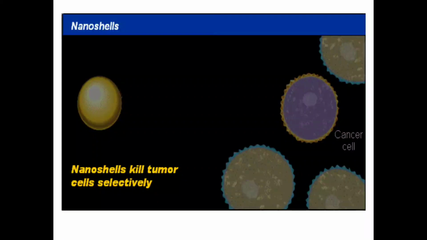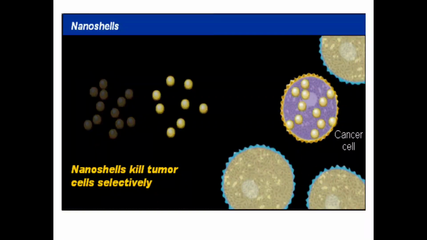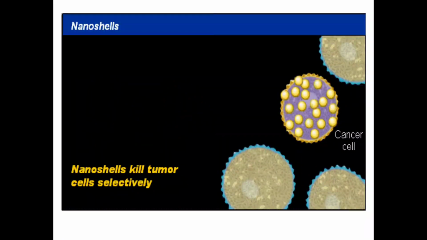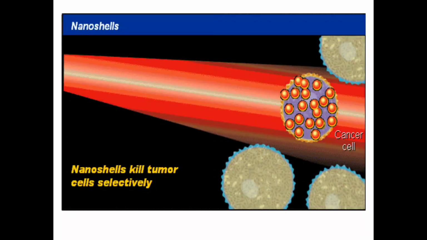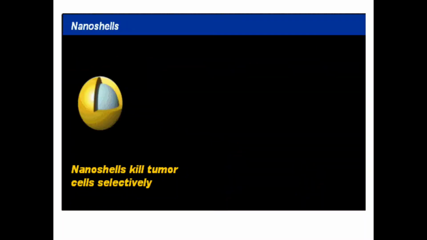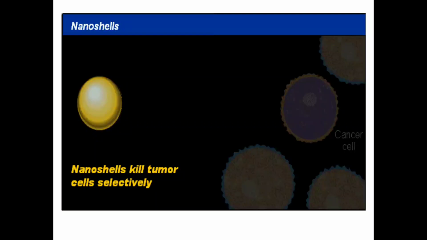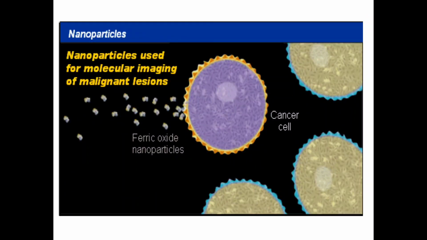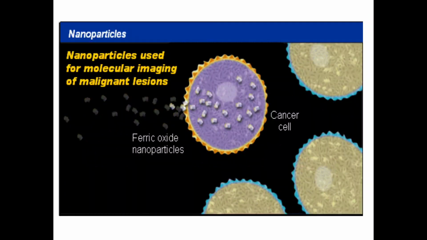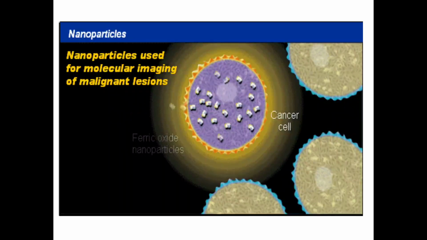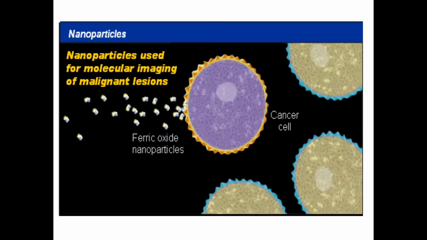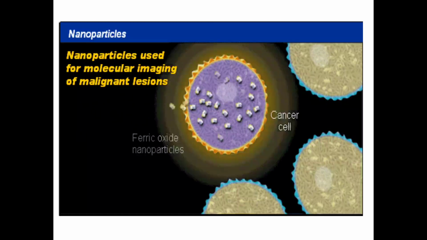See, this is how nanoshells kill the tumor cells selectively. First, the nanoshells detect the cancerous cell, and then the infrared light is passed over that cell, which destroys only the cancer cells. So nanoparticles are used for molecular imaging purpose for detection of malignant lesions. For this purpose, ferric oxide nanoparticles are used.